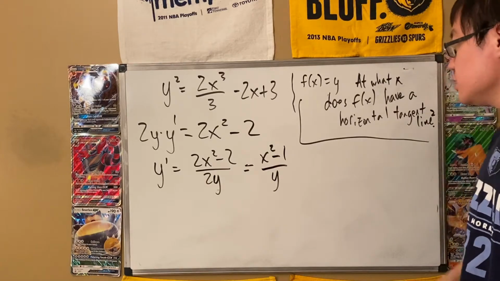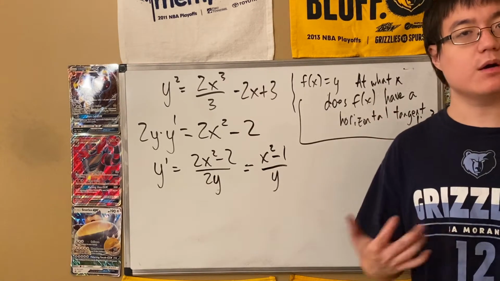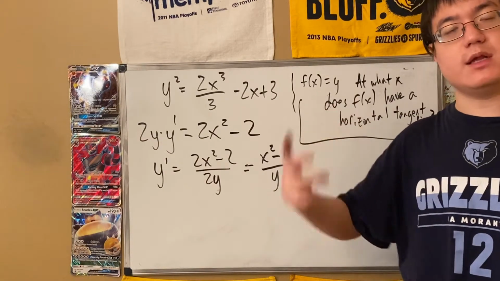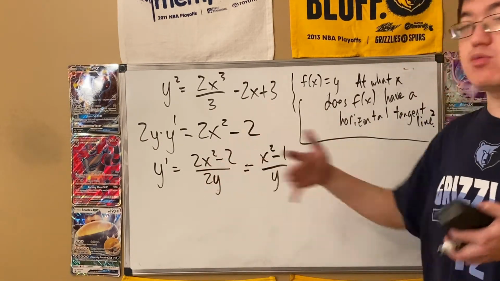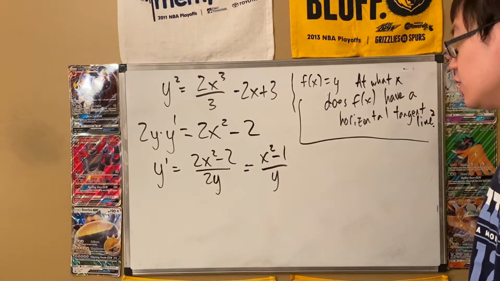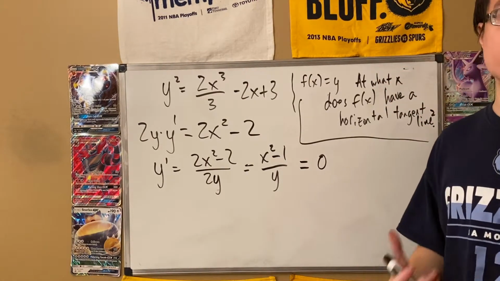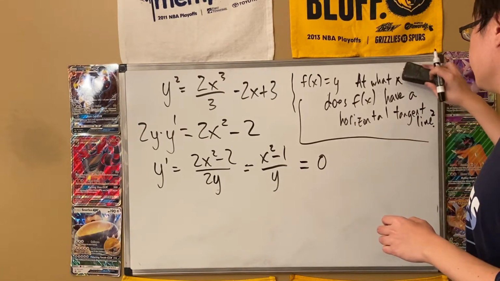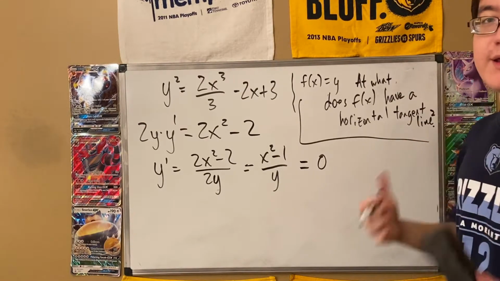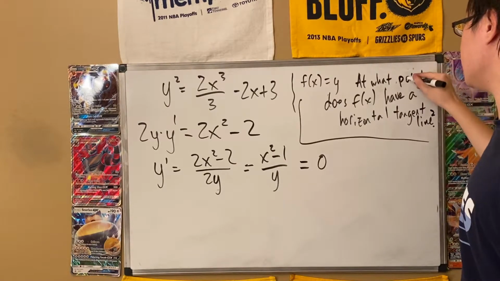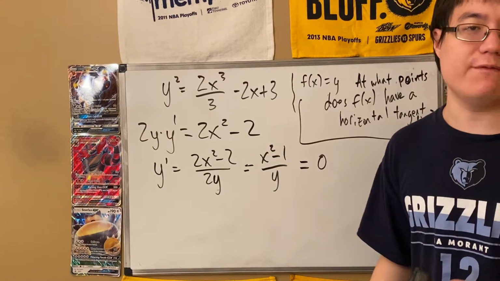So now let's do the question. The question, remember, asked about horizontal tangent lines. That means where the tangent line is horizontal, meaning that the slope is 0. Because y prime is the slope of the tangent line, what we want to do is set this fraction equal to 0, and we want to solve for some points. This question actually isn't entirely accurate. What we're trying to do is find at what points. So we're not only going to find the x values, we're also going to find the y values as well.